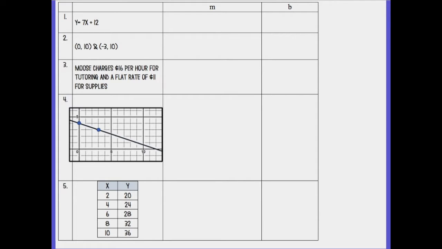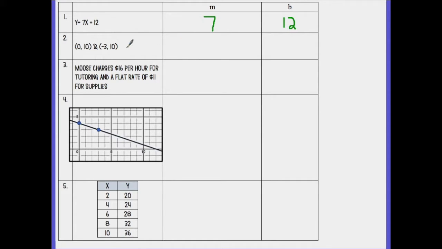Hi math friends, we're going to look at our linear relationships review today, mostly writing linear equations. So here we have an example of find the slope and find the intercept. So when we do this, if we have slope-intercept form like number 1, it's right there. Slope is 7 and y-intercept is 12. We could also write (0, 12). Since we have this as b, we could only write 12, that's fine.